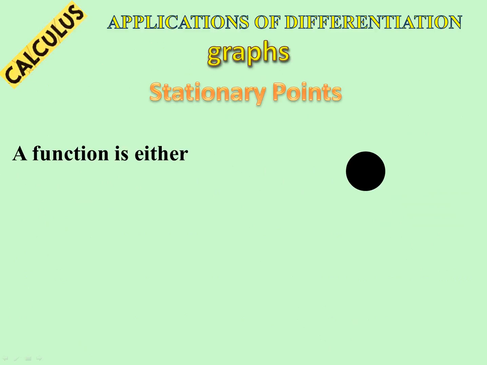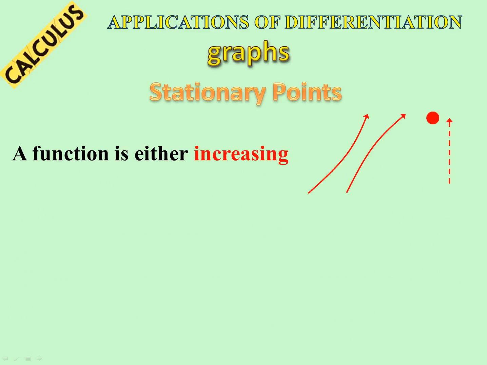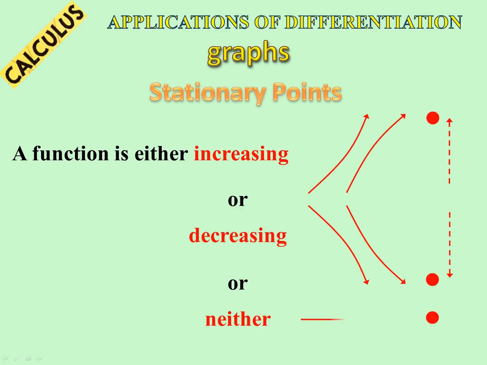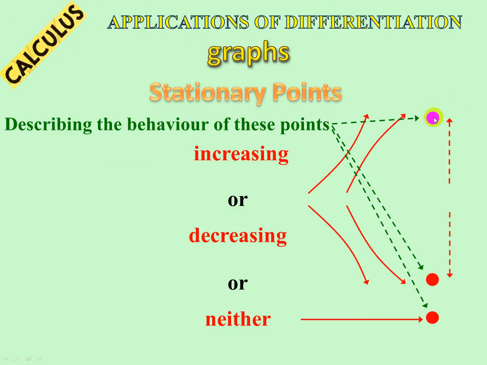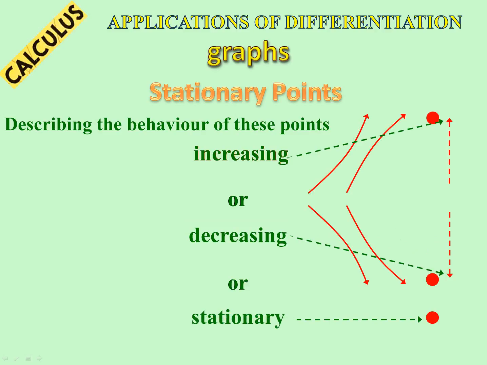Now we're going to look at these stationary points as to what they mean. A function has three possibilities: increasing, decreasing, or neither. Which means that these points can be behaving in three different ways. We're going to say it's increasing again, decreasing, and the neither we call stationary, meaning not changing.